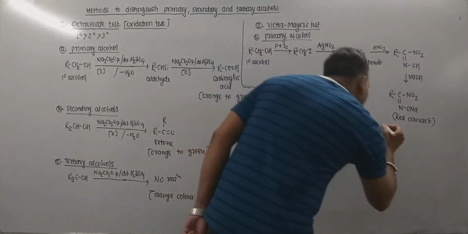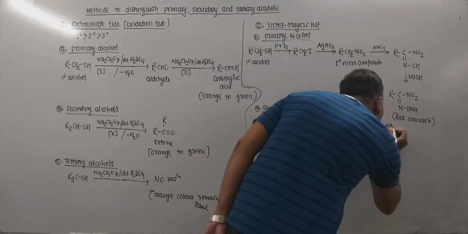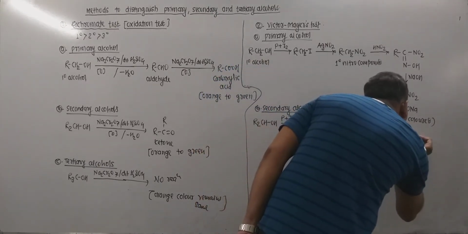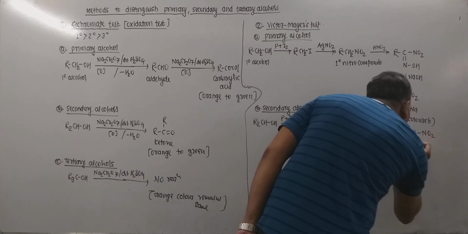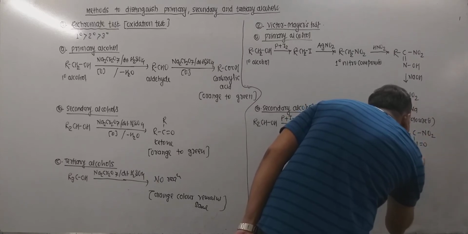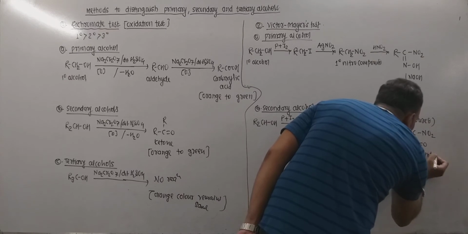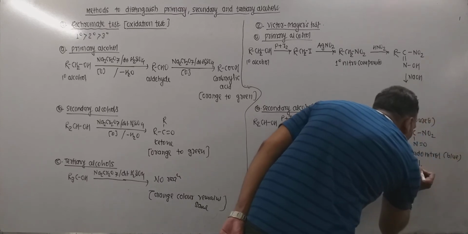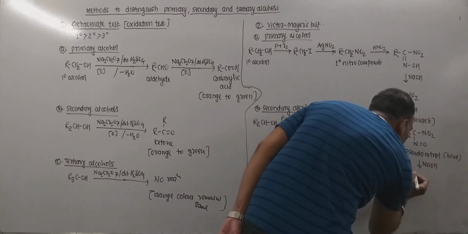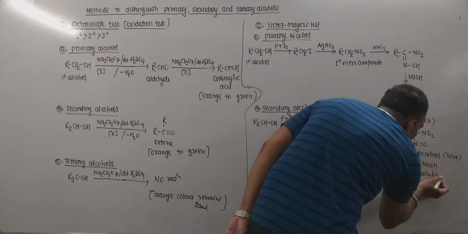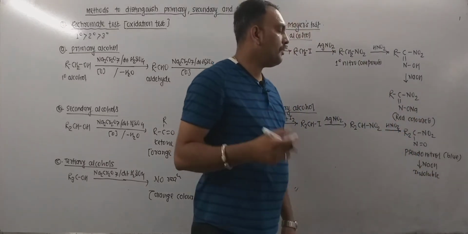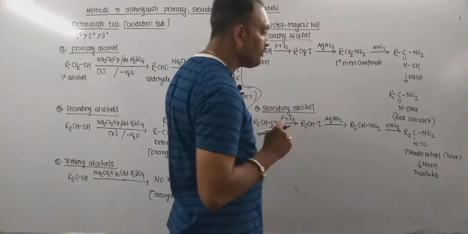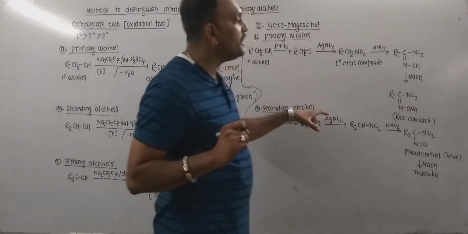Now this secondary nitro compound, when we treat it with nitrous acid, that is HNO2, the resulting product will be like this. This is known as pseudo-nitrol, which happens to be blue in color. Pseudo-nitrol, when dissolved in NaOH, is found to be insoluble. Why is pseudo-nitrol insoluble? Because it lacks acidic hydrogen. So remember, the solution remains blue. So this is the difference.